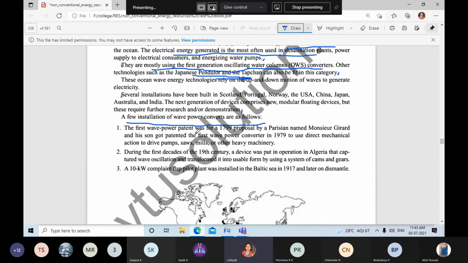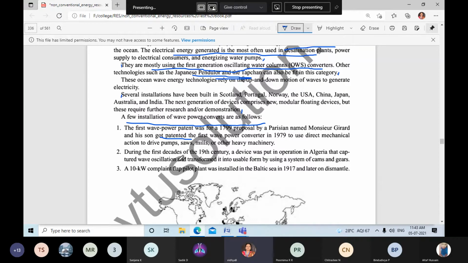The first wave power patent was a 1799 proposal by a Parisian named Monsieur Gerard, and his son got the patent for the first wave power converter in 1979, to use direct mechanical action to drive pumps, saws, mills or other heavy machinery.